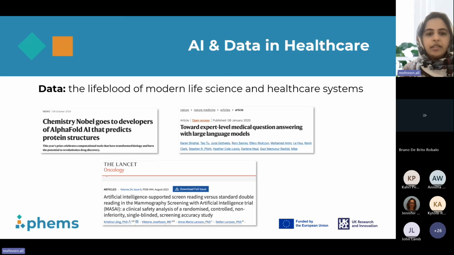So let's start with AI and data in healthcare. In modern healthcare, data is the lifeblood of research, innovation, and patient care. Artificial intelligence is playing an increasingly crucial role, helping to analyze health data to improve diagnosis, treatment, and operational efficiency. Here I have listed some of the recent notable applications of AI in healthcare, including AlphaFold, large language models, and AI-assisted disease screening methods.